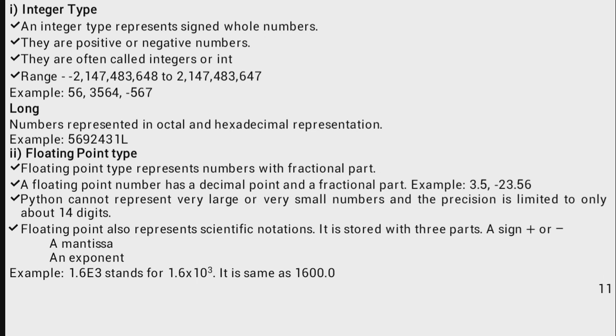Floating point type. Floating point types represent numbers with a fractional part. A floating point number has a decimal point and a fractional part. For example, 100.200 or minus 23.56. Python cannot represent very large or very small numbers and the precision is limited to only about 14 digits.